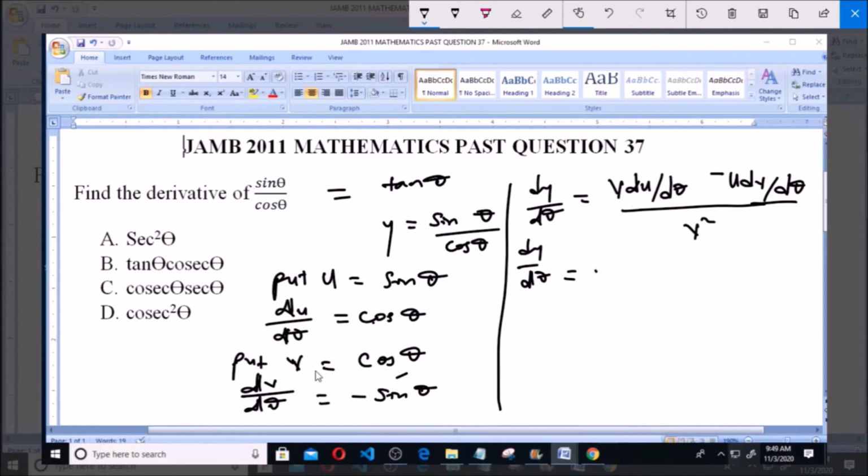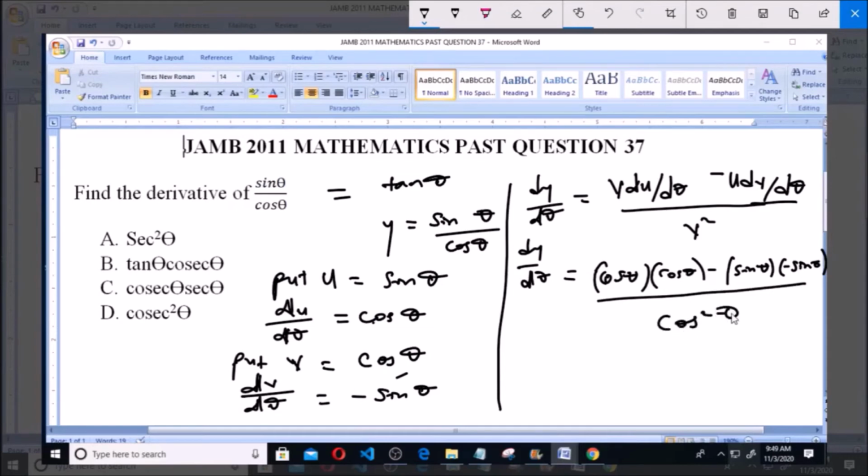Remember, we selected v equals cos θ, and then du/dθ equals cos θ. So that will be cos θ multiplied by cos θ, minus, now u is sin θ, and then dv/dθ is equal to minus sin θ. So we have sin θ multiplied by minus sin θ, then everything over v squared, that is cos squared θ, all over cos squared θ.